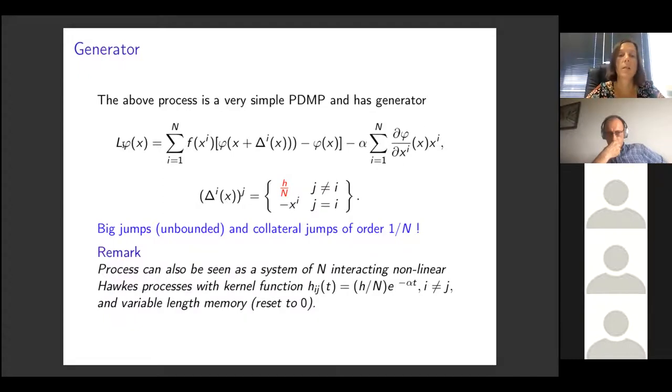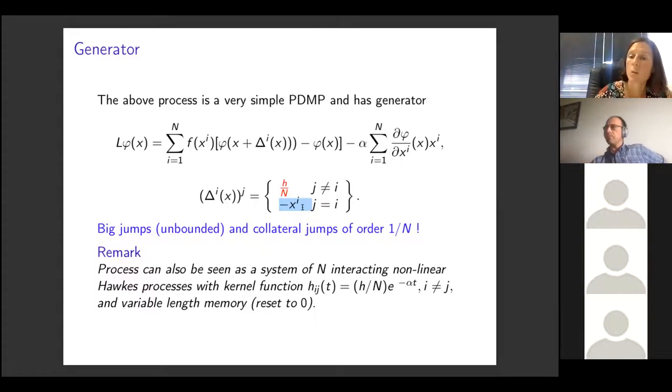The generator is the sum of two terms. The second term is the deterministic flow, the loss of potential. The first one tells you that, given the potential values of the neurons, they all spike independently of one another, so the underlying Poisson noise is independent for each of the neurons. It then describes explicitly the jumps of the total system. The jumps are described by this delta_i here: small jumps for all of the neurons who receive the synaptic kick of the spiking one, h divided by N, but there is the reset of the spiking neuron to zero, and that's why there is a minus x_i here.